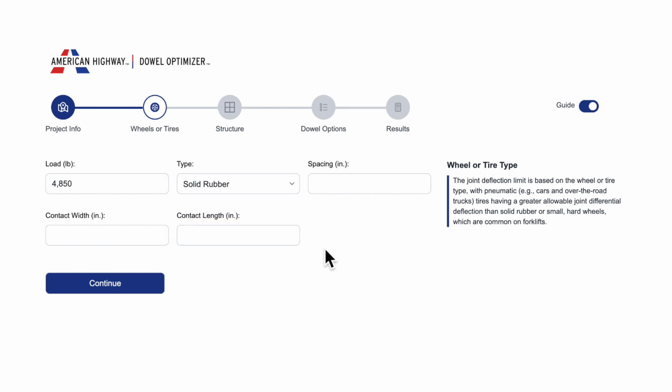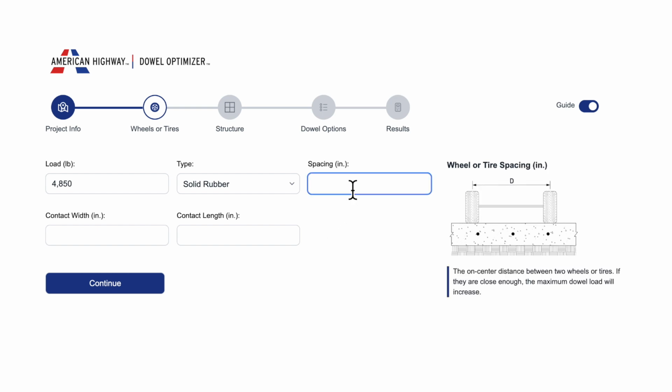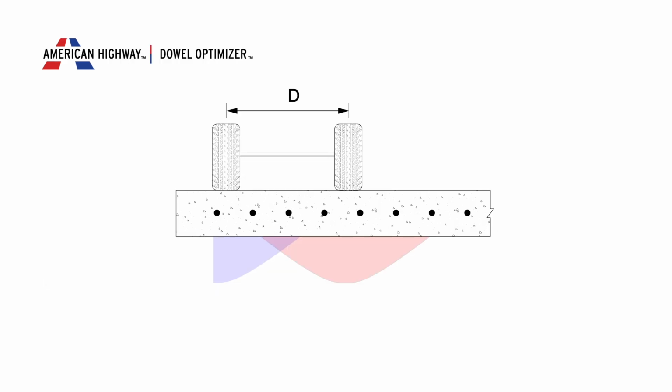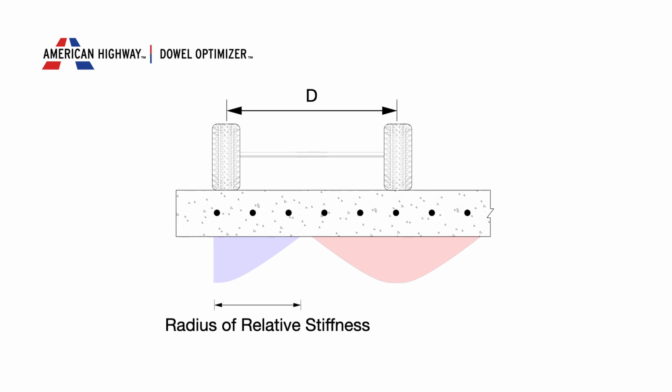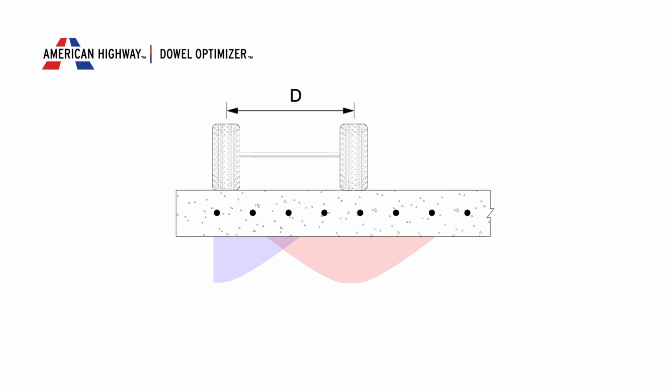Now enter the wheel or tire spacing, typically the distance between 2 tires on either side of an axle. In this case, we'll input 36 inches on center. This spacing relates to how loads interact in the slab. If the spacing is large, specifically if it approaches or exceeds twice the value of the radius of relative stiffness, then the loads act independently, and their effects are not additive. If the loads are closer than this, then it's possible that we must consider both loads when determining the critical dowel load.